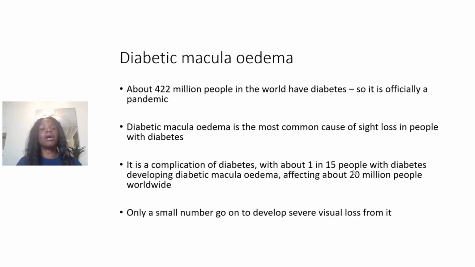The next disease I'll be highlighting is called diabetic macular edema. About 422 million people in the world now have diabetes, so it is officially a pandemic. Diabetic macular edema is the most common cause of sight loss in people with diabetes. It is a complication of diabetes, with about 1 in 15 people with diabetes developing diabetic macular edema, and it affects approximately 20 million people worldwide. However, only a small number of people from that proportion will develop severe visual loss from diabetic macular edema.